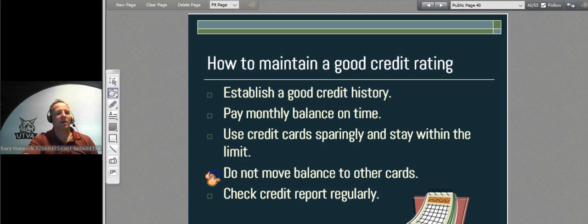Okay. Do not move balances to other cards. So that's something that people do, is they take one balance on another card and put it on another card so they can just kind of rotate them around. Credit card companies will catch on and they don't like that. Okay. Check credit reports regularly. So there's credit reports out there that show what your credit score is. And of course, the better it is, the better your opportunity to get an auto loan or a mortgage.